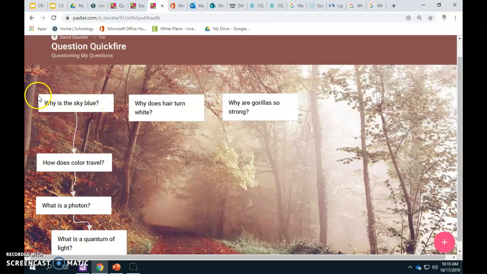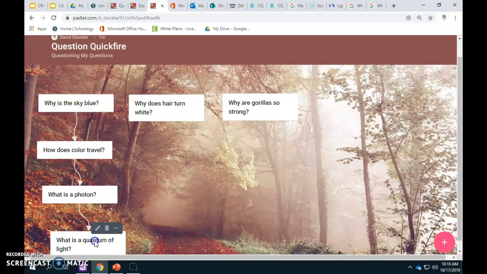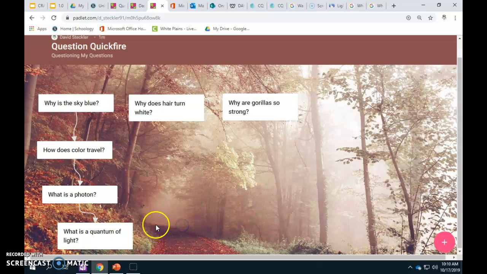And you may not have anticipated learning about quantums of light as to why the sky is blue, but what's actually happening is you are curiously inquiring about more information. Originally, if someone just told you why the sky is blue, you may not remember that. But you're now definitely going to remember why the sky is blue, because not only do you know that the sky is blue, but you know that color travels, and that color travels in waves, and that it uses photons, which has to do with quantum of light. You know all this information now about the blue sky.